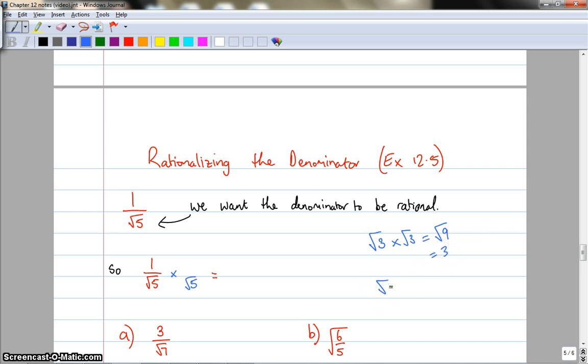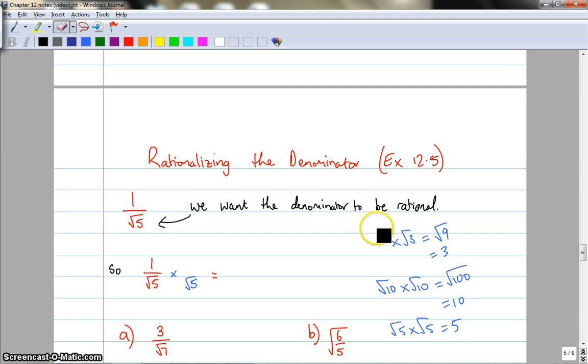So the square root of 10 times the square root of 10 will just be the square root of 100, which works out to be 10. So the square root of 5 multiplied by the square root of 5 is the square root of 25, which is just 5. Okay, so by multiplying root 5 by itself, I can rationalize the bottom. I can get rid of the square root on the bottom.